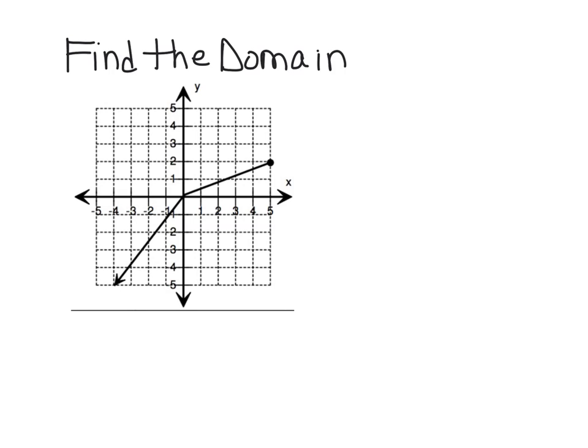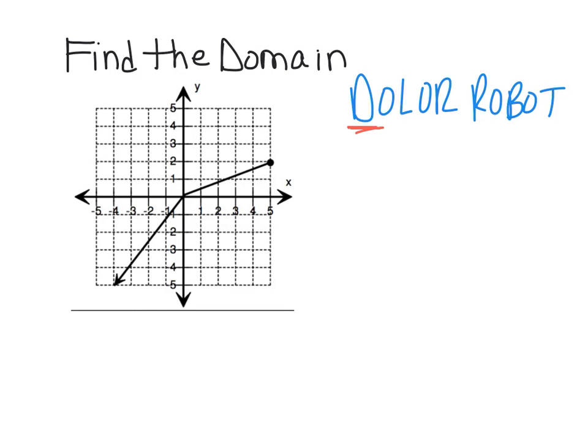I've been asked to find the domain of this graph, and since this is a continuous graph, meaning it's a line, I'm going to use Dolar the robot to remind me of how to read domain and range. So we're asked for domain. Dolar stands for domain is read from left to right. So I know that I'm reading this graph from left to right.